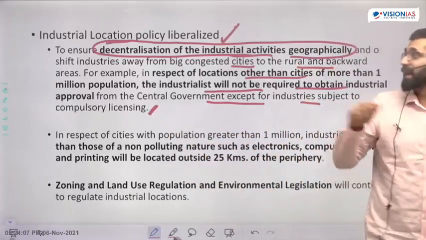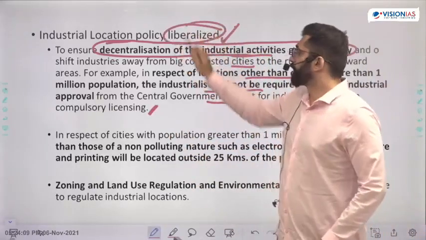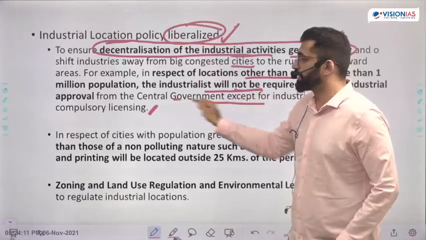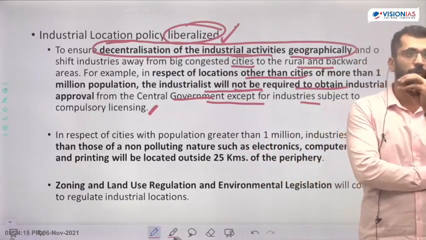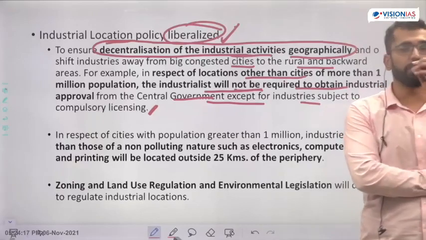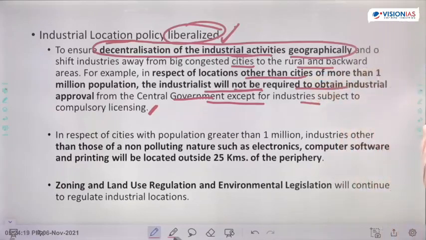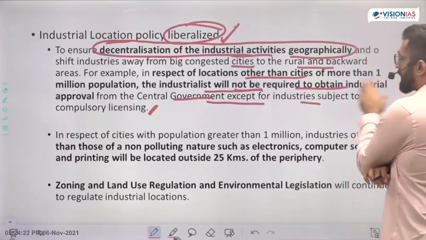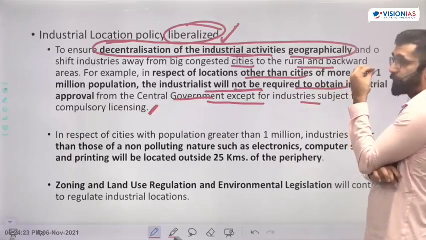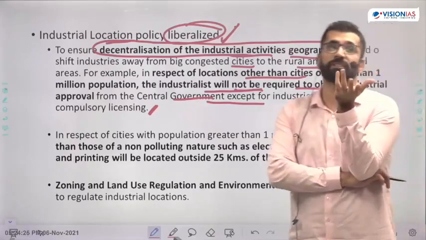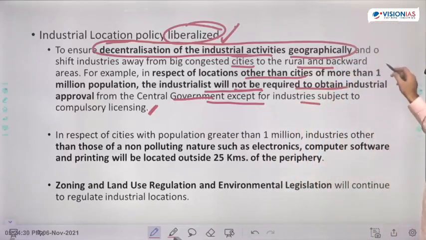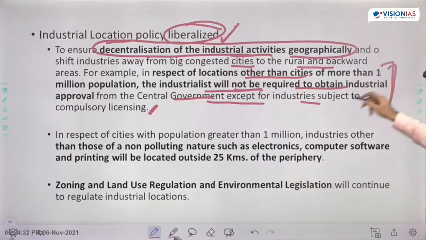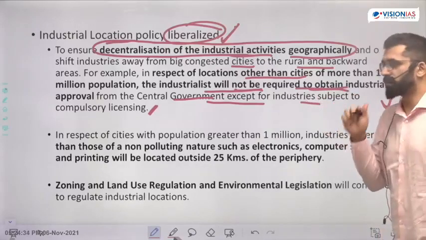You are liberalizing this policy also. You are doing away with the government permission. Your objective is still the same: to disperse the industries geographically, move them to rural and backward areas. In respect of locations other than cities, earlier there was permission on where industry should be opened. Now you can see that has been relaxed. For more than 1 million population, industries will not be required to obtain industrial approval from central government.